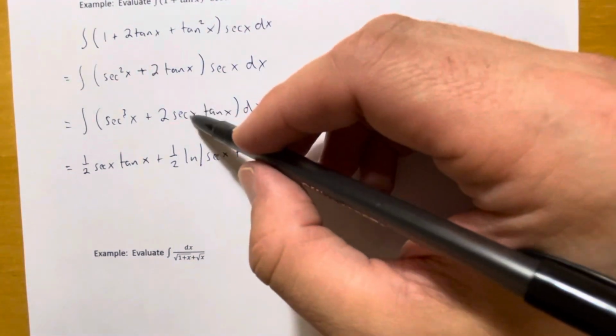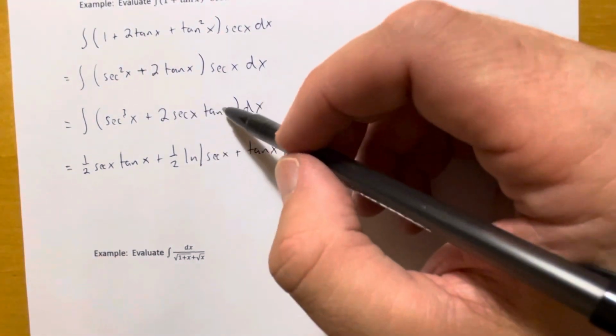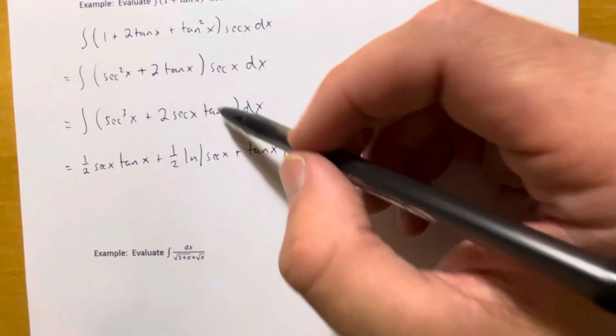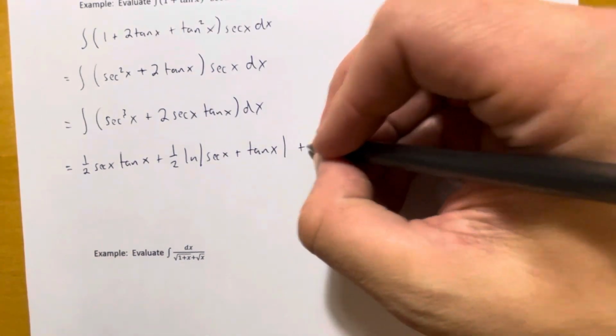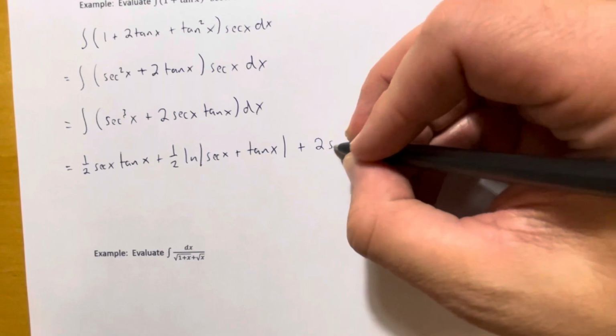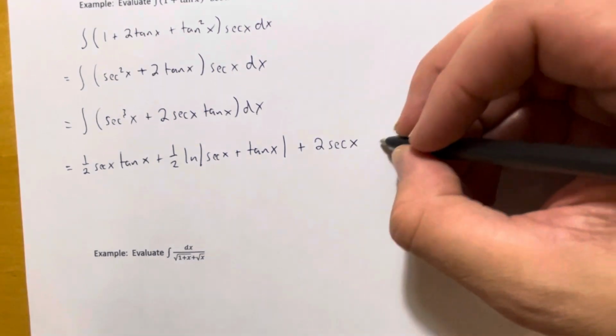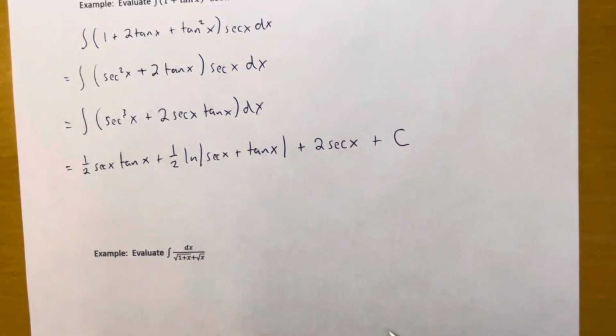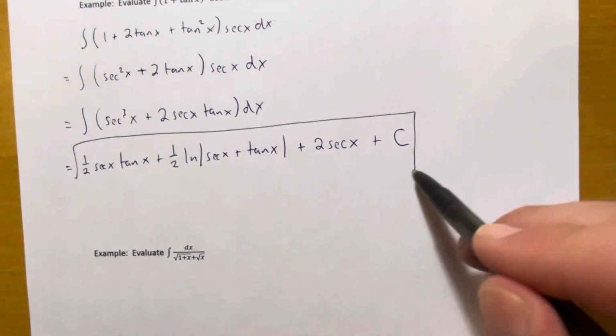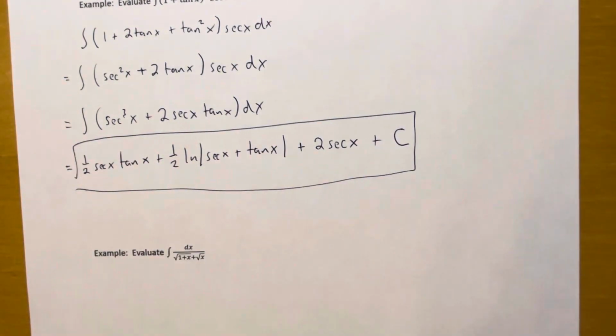And then this second term right here is ready to be integrated, because the integral of secant tangent is just secant. So that 2 there isn't going anywhere. I get plus 2 secant of x. And then I'll put my plus c at the end. So that worked out really well.